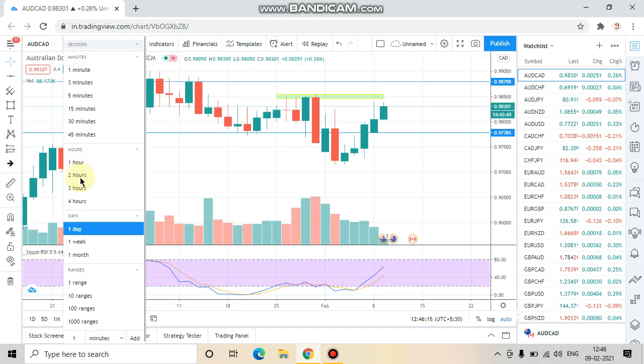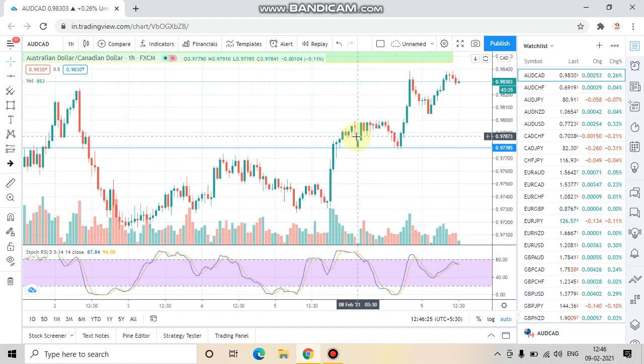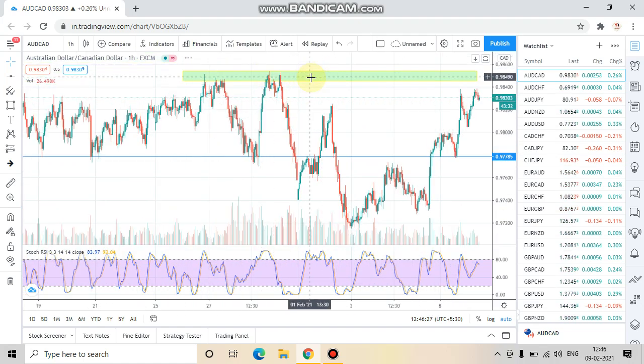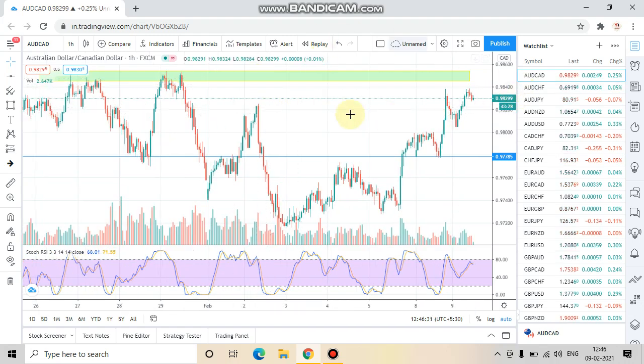And if you are just planning to trade for this particular day, then just be cautious of this level. Okay, this level. And right now this particular price zone is also acting as a good amount of resistance. Okay, let's see how it rolls up.